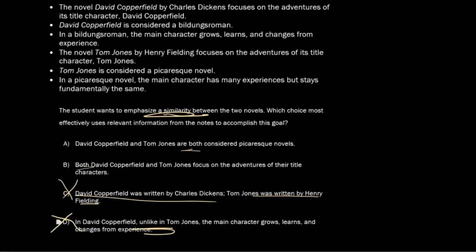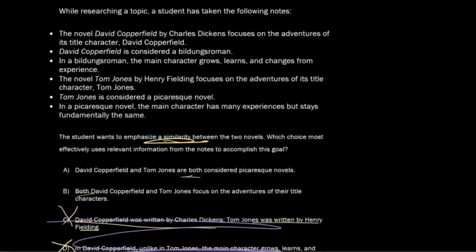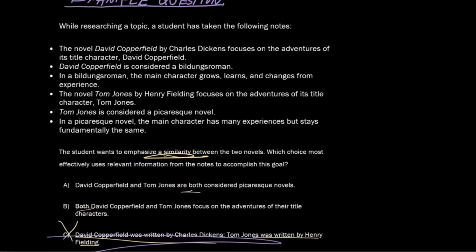I don't have to read the passage. I don't need to know who Charles Dickens is. I don't need to know who Tom Jones is, Henry Fielding, whatever. I can already tell you that these 2 choices are wrong because there's no similarity here. Completely wrong. So now I just need to figure out which one of these is correct. So let's take a look at picaresque novels or whatever. I don't even know how to pronounce it.